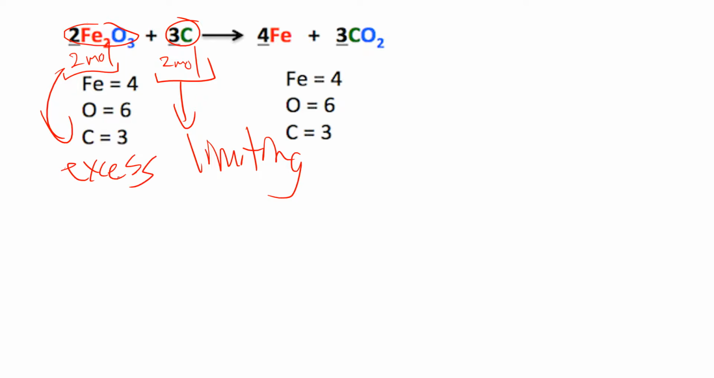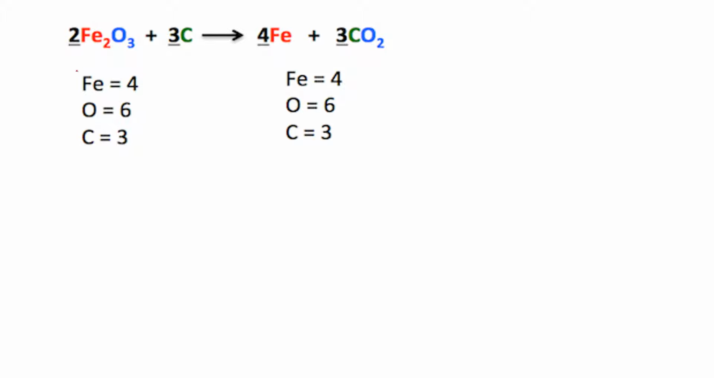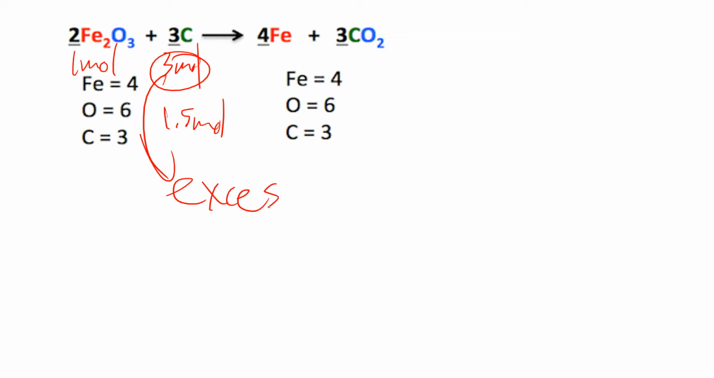Okay? Another example, what if I had 1 mole of iron oxide and 3 moles of carbon? Well, if I had 1 mole of iron oxide, I only need 1.5 moles of carbon, but I have 3 moles. So 3 moles, that's more than enough. It's in excess. And iron oxide is limiting.